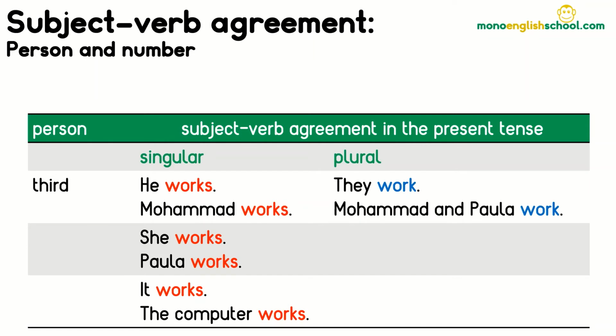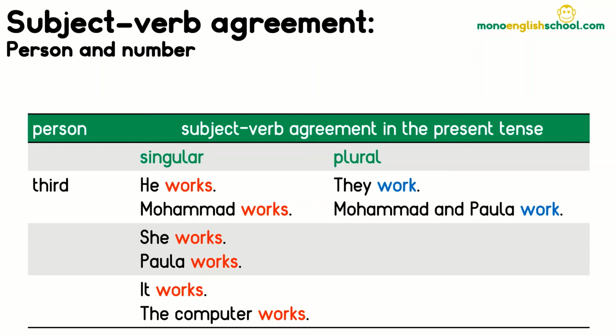The other thing to note is that when we use nouns rather than pronouns as our subjects, they are in the third person. So with third person singular, we can see Mohammed works, Paula works, and the computer works. In the third person plural, we have Mohammed and Paula work.